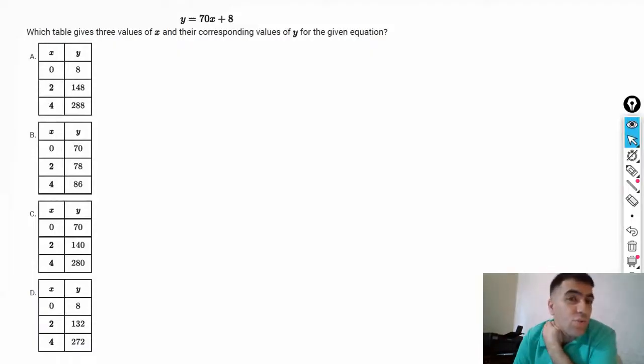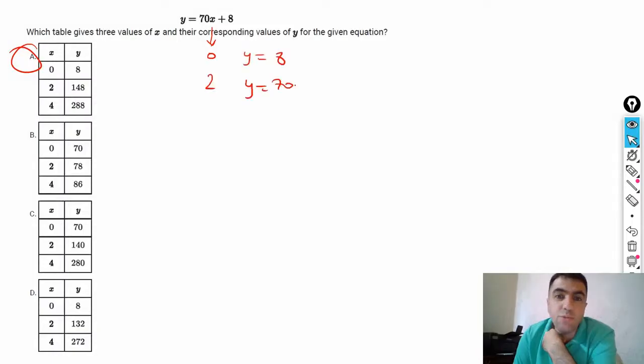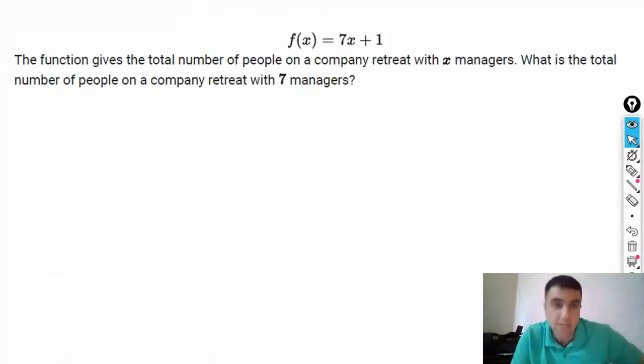0-da 8 olur, 2-də 148 olur, 4-də 288 olur. Yeah, guys, you are right. This is A. If x is equal to 0, y is equal to 8, 148, and x is equal to 4, y is 288, you are all right, guys. Let's continue with the next question.